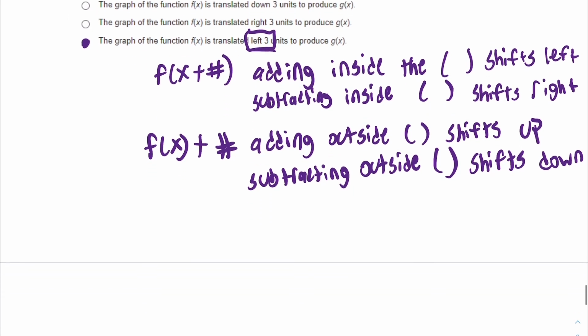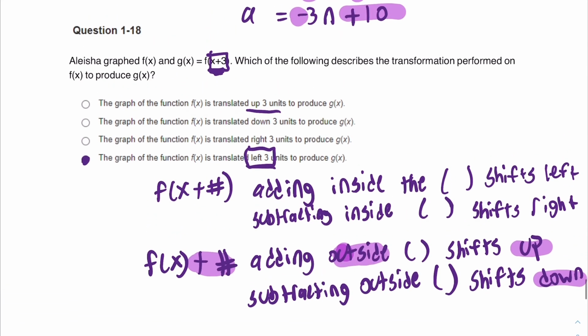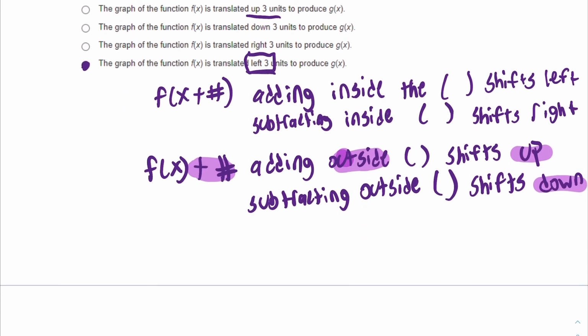And if it's outside the parentheses and you're adding or subtracting, that's going to either move the graph up or down. You can go ahead and write this, or if you don't want to write this, you better just hope they don't ask you that question on the test. It's a really easy question to get right, but you just need to know how graphs work, which they showed you this in about 22% on Mathia.